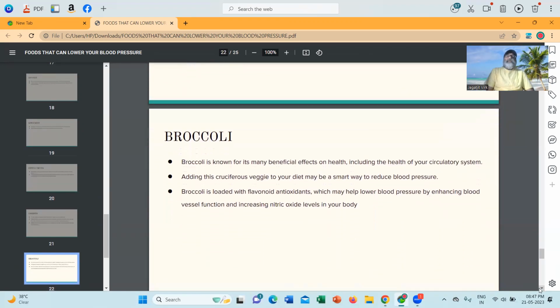Broccoli. Broccoli is known for its many beneficial effects on health, including the health of your circulatory system. Adding this cruciferous veggie to your diet may be a smart way to reduce blood pressure. Broccoli is loaded with flavonoids, antioxidants, which may help lower blood pressure by enhancing blood vessel function and increasing nitric oxide levels in your body.